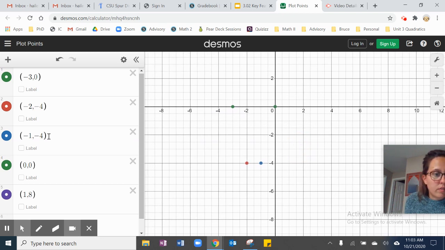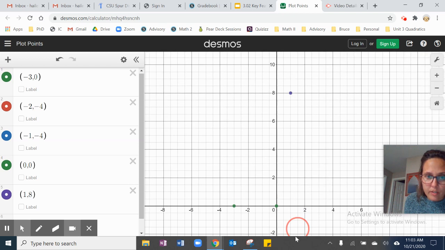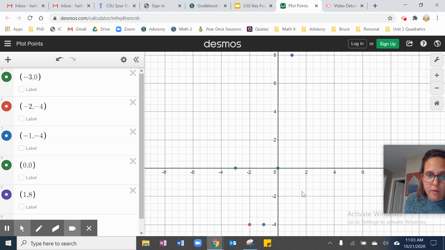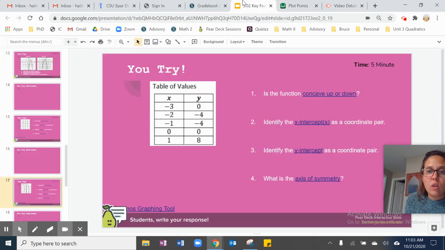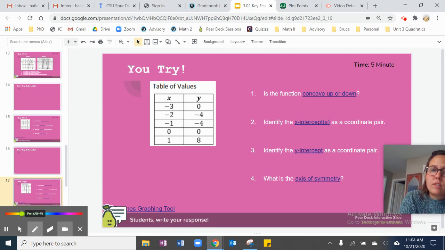And I feel like I should have 5 points. Why am I only seeing 4? Oh, there's the other one. So if we wanted to draw the parabola, we see that this high one is all the way up here, but it still creates that parabola. So it's still concave up, right? It's shaped like a U.